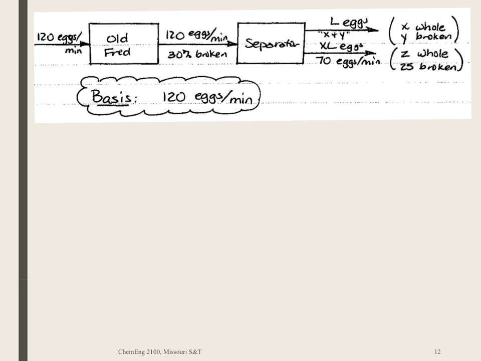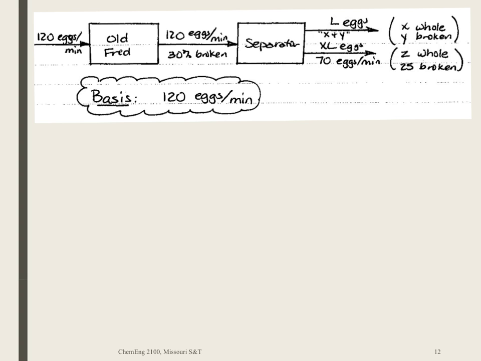Old Fred receives 120 eggs per minute. When they leave him, 30% of those are broken. They then go to the separator, which has large eggs and extra large eggs that are 70 eggs per minute. Of those, 25 are broken. We don't know how many whole are broken in the other streams. So this is technically two separate pieces of information.